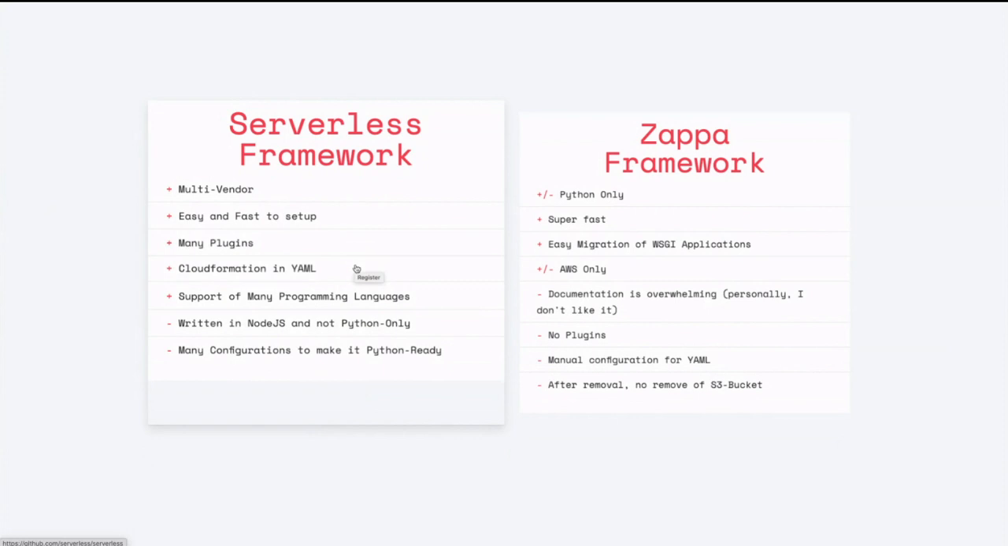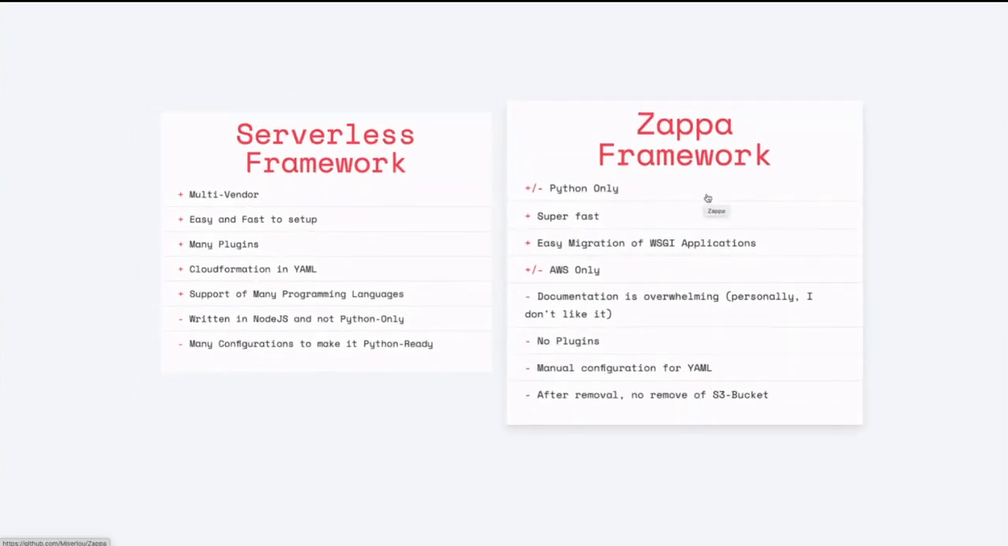You have YAML support out of the box, which you can extend with CloudFormation. It supports many programming languages. So as I already said, Node, for example, or Go, Java. But it is written in Node.js and not Python only. So that means you need to do many configurations to make it Python ready. So if you use my template, then it's already Python ready. But if you're starting from scratch, then you need to do a lot of configuration in setting up a Python application.